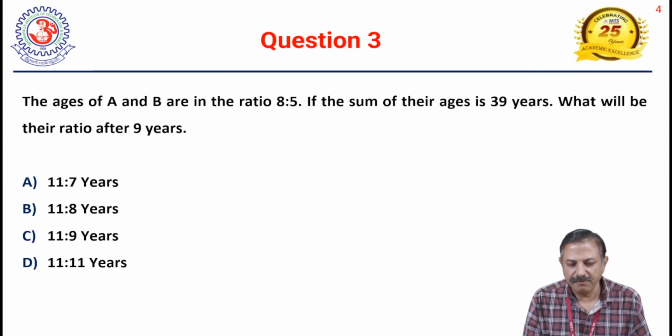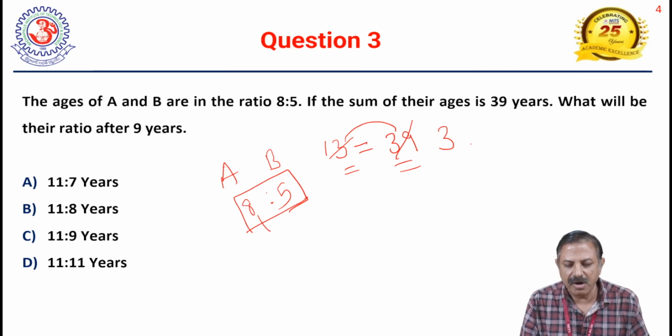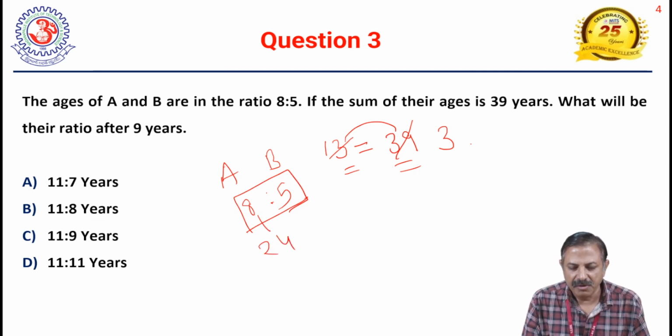The ages of A and B are in the ratio 8:5. What is meant by the sum of their ages? 8 plus 5, that is 13. The sum of their ages is equal to 39 years. So 13 parts equal 39. That means 13 3s are 39. We all know. So what are their ages now? For A, 8 into 3, 24. For B, 5 into 3, 15.